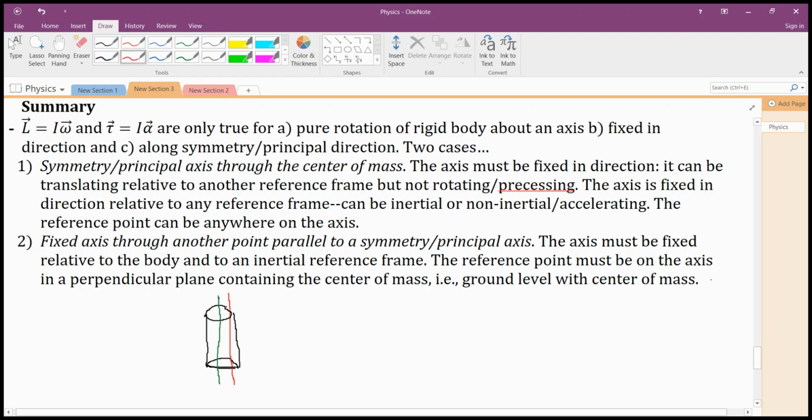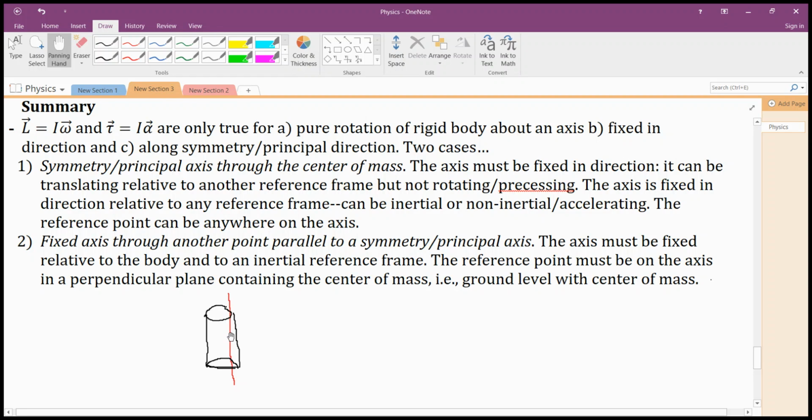If instead I tried to find an axis of rotation that was not parallel to any of the symmetry axes, then the equations would not be true. So the equations are only true if the axis is parallel to a symmetry or principal axis that is going through the center of mass. In this case, the axis must be fixed completely. It must not rotate, it must not translate. The axis must be fixed both in direction and location, and it must be fixed relative to the body and to an inertial reference frame in which you are calculating the angular momentum or torque.